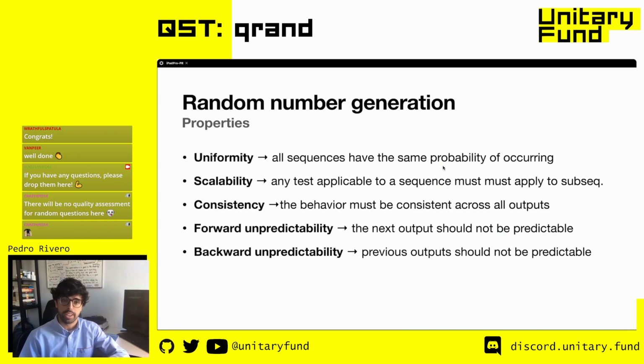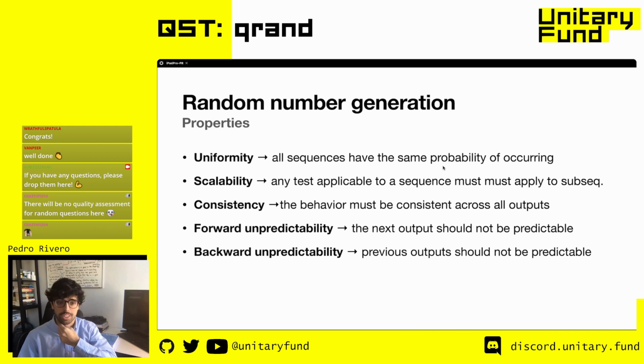All right, so what properties do we need to generate good random numbers? First of all, we need uniformity. We want all sequences to have the same probability of occurring. We need scalability, meaning that if a test we're doing to check if the entropy is acceptable is applicable to a sequence, it also has to be applicable to any subsequence in a recursive way. This is a very strong assumption, and it makes checking for randomness very difficult because it's exponentially time consuming.